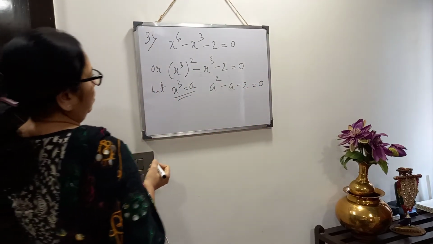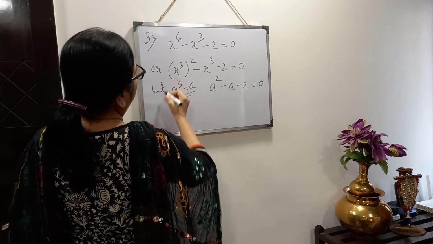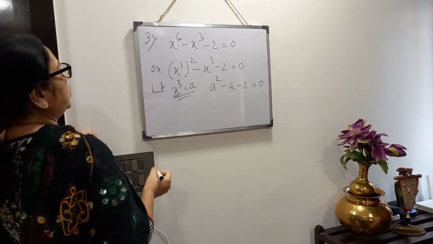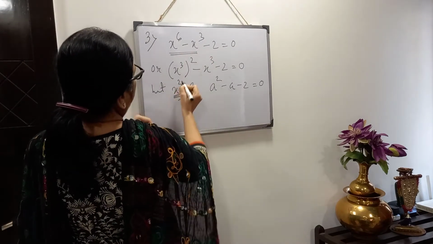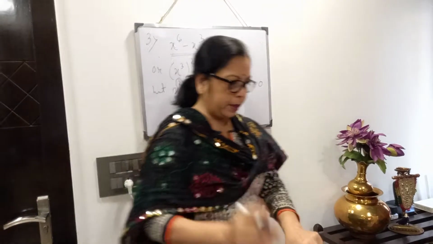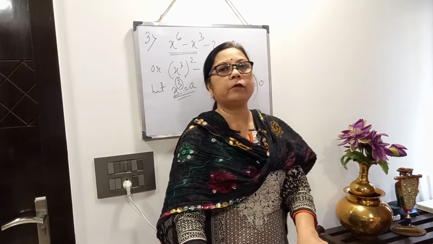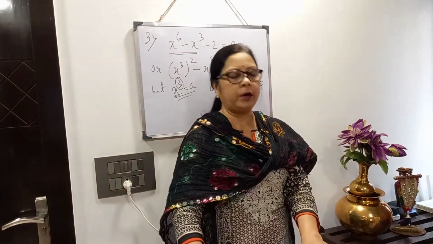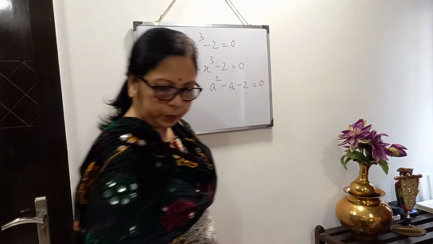Clear? So what is your a? Your a is x cube. So what is the power of the variable here with respect to which the equation is a quadratic equation? Power of x is 3. Clear? So your answer will be: with respect to x cube, the equation is a quadratic equation. Clear?